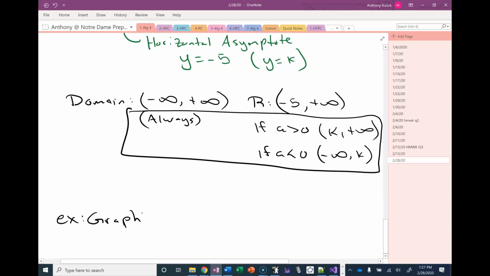Correct. The k value always has a parenthesis rather than a bracket, because the asymptote is where that k value is, and the graph can't actually have a value there because it can't get to it and cross it, right? Can't even touch it.